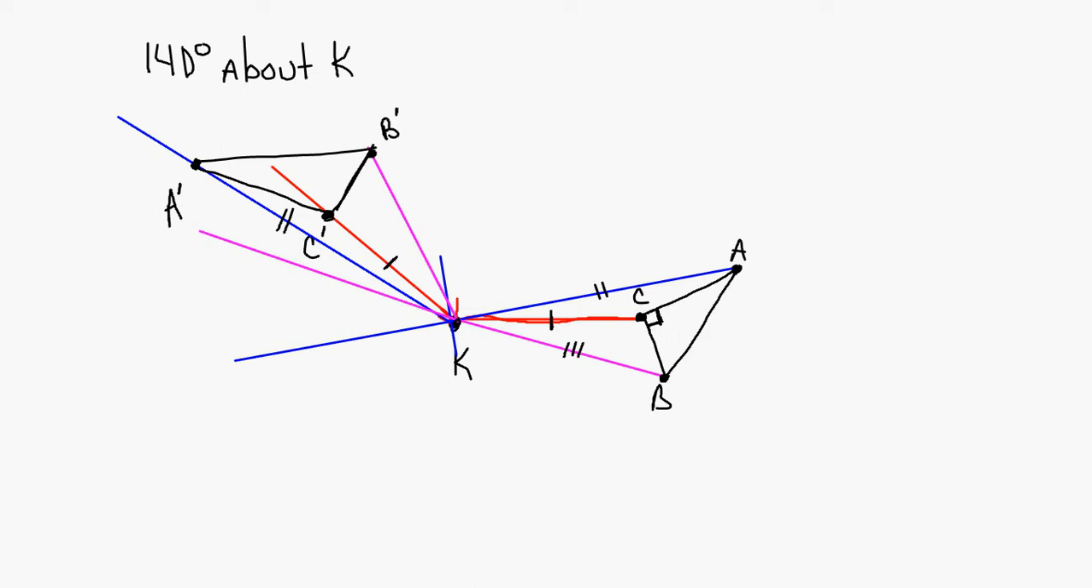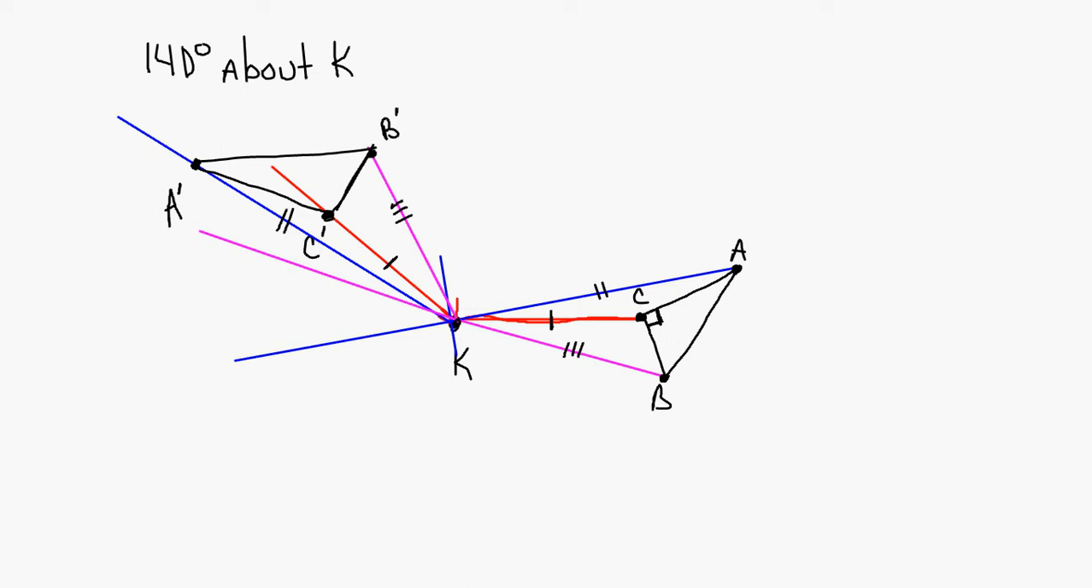There's a lot of lines. Sometimes it's a little bit confusing. But the point is, the key to this whole thing is that K to A and K to A prime are the same distance. K to C and K to C prime are the same distance. And K to B and K to B prime are the same distance.